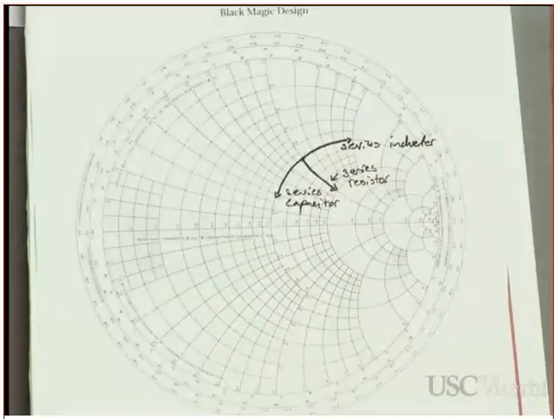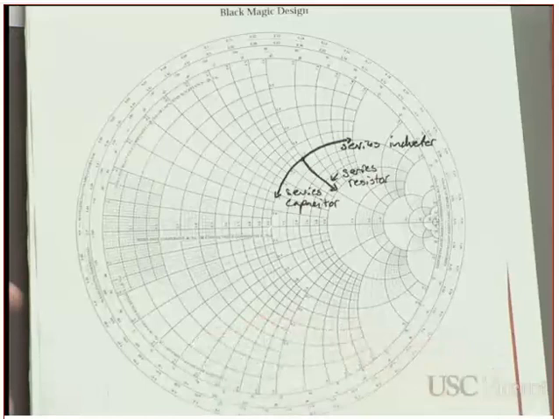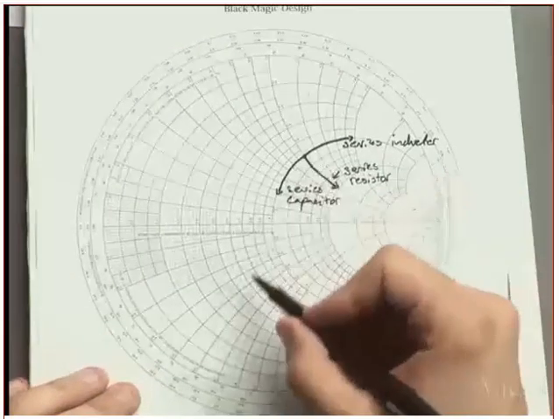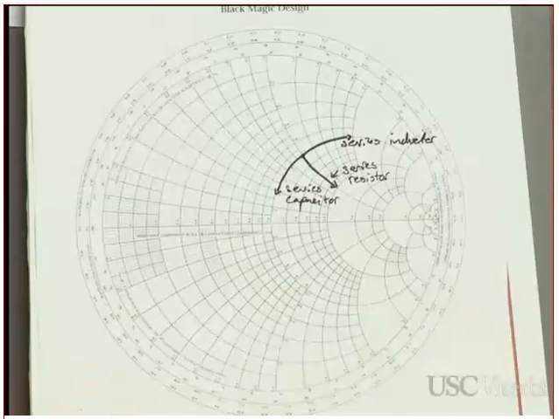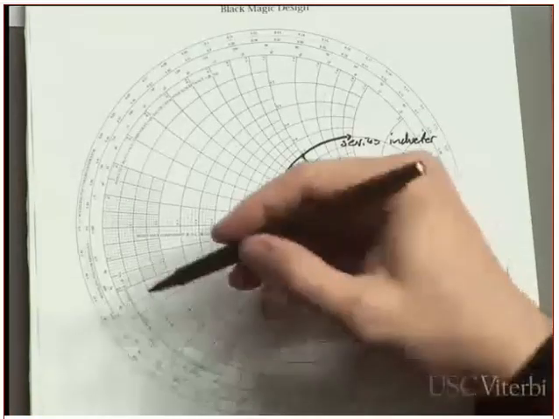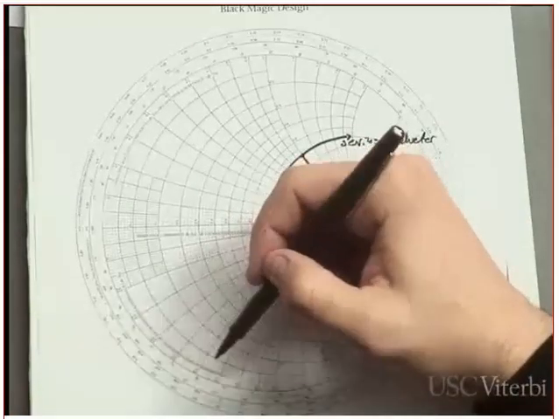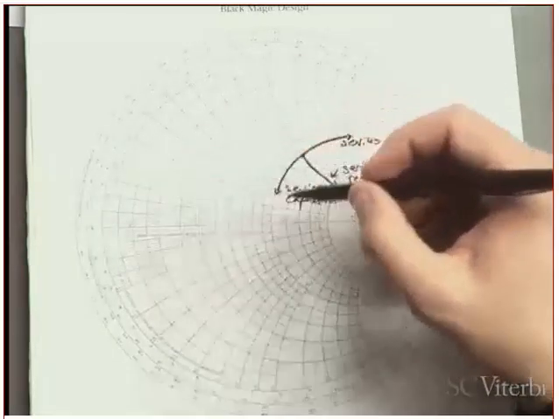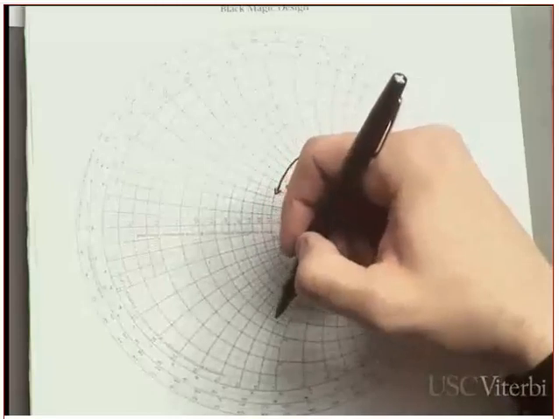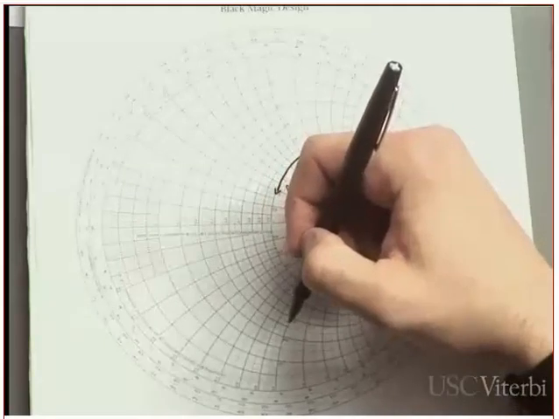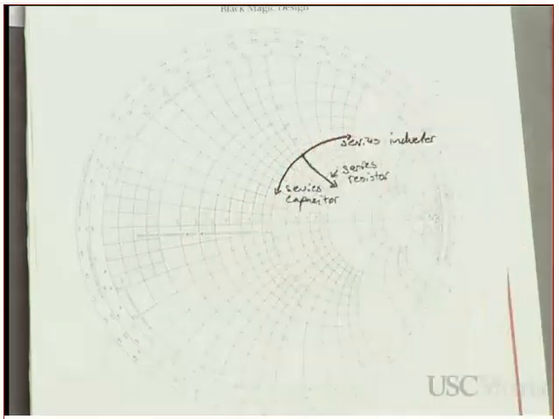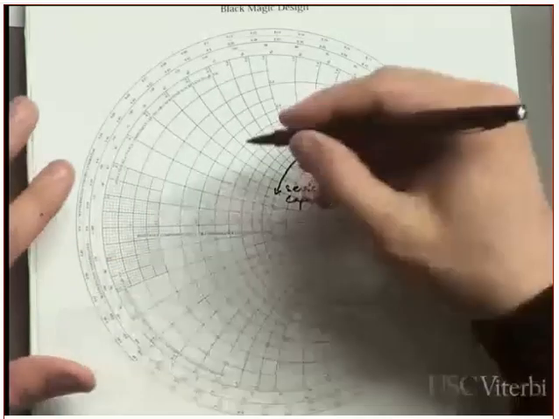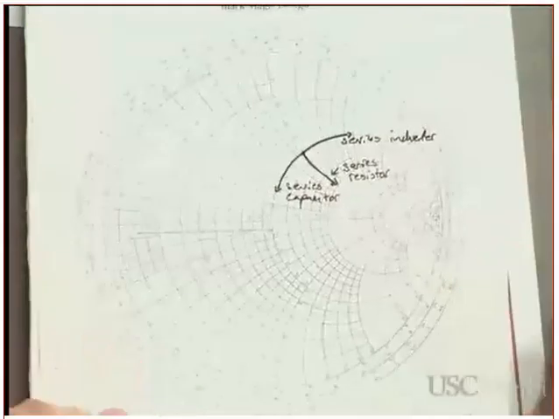To find out how I move if I were to add shunt components, you actually have to reflect this through the origin and then do the same thing. So this scale down here says capacitive reactance or inductive susceptance. If I reflect through the origin and then start moving along one of these lines down, that's inductive susceptance, so that's adding a shunt inductor. What it does to these things up here is this.